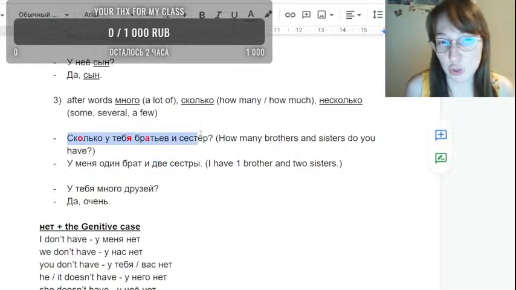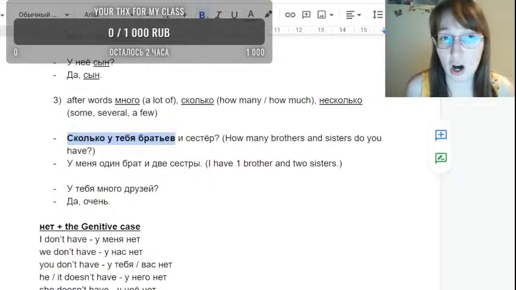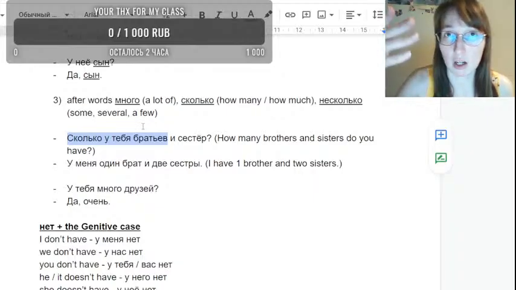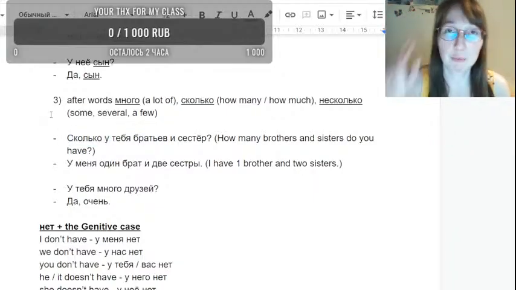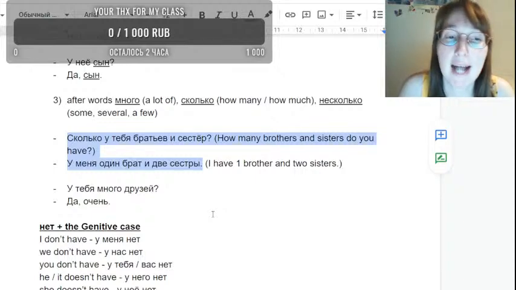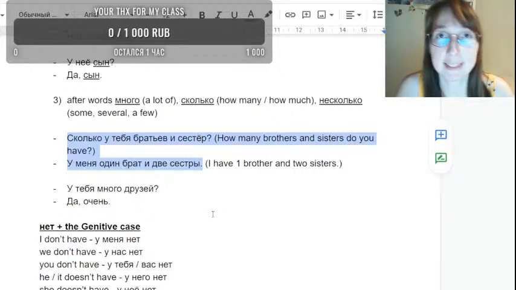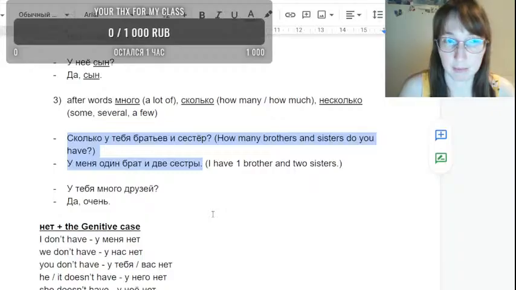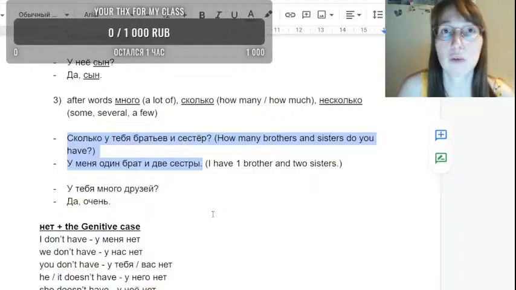Guys, I don't think I should mark the stressed vowels here because we talked about the stress before. So let's practice reading these words and these sentences without stress marks, okay? Well, the same dialogue one more time. Сколько у тебя братьев и сестер? У меня один брат и две сестры. So we don't use the word есть after сколько and if the amount is more significant than having someone or something.